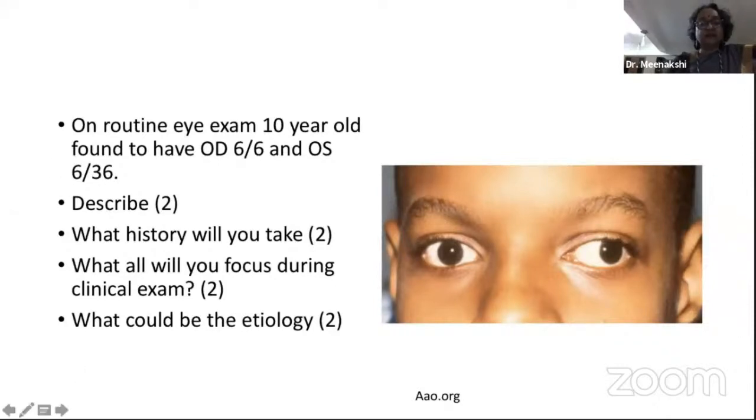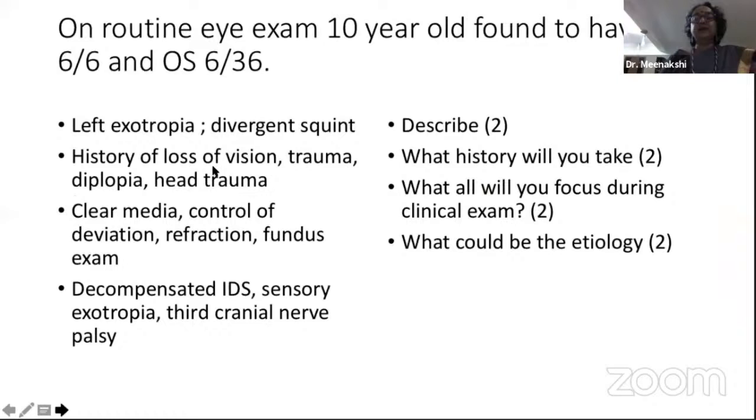So your answer should reflect that you've thought of sensory causes, that you've looked at cataract, you've looked at the posterior pole for a scar, that is media opacities, etc. All the other things you answered were absolutely fine, but you must talk about left exotropia, divergent squint, history of loss of vision. Like I said, this could be a trauma. The child could have had a blunt trauma and then the eye underwent surgery and now it's exotropic because there's no vision in that eye, correct?